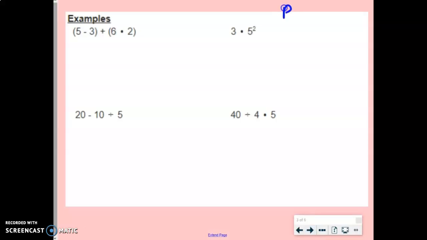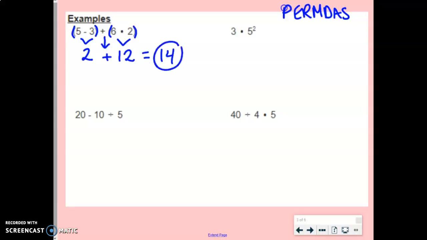Okay, so here's a few examples. Remember, we are going to use PERMDAS: parentheses, exponents, radicals, multiply, divide, add, subtract. In this first problem, we have two sets of parentheses, so we do that first. 5 minus 3 is 2. 6 times 2 is 12. Then we're left down with 12 plus 2 for a final answer of 14.